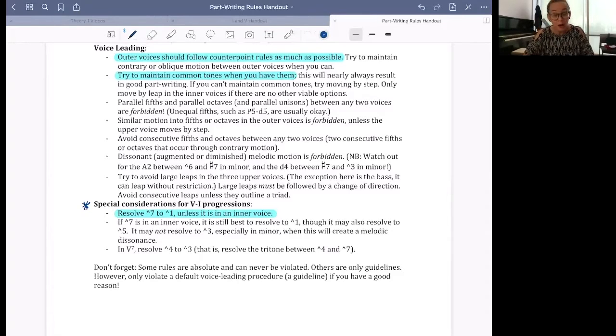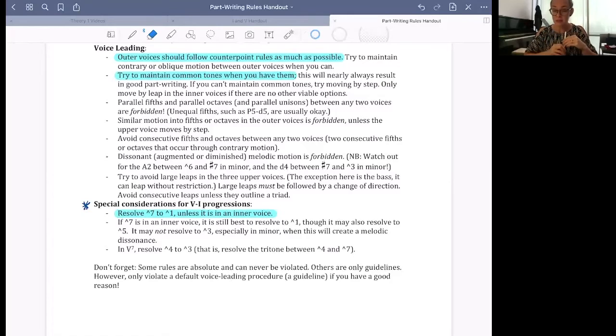For right now, we're still going to move it to 1 because that's going to help us maintain the doubling that we want. But know that if you have scale degree 7 in an inner voice, so in your alto or in your tenor, you can move it to somewhere else that's not 1. But for right now, we're going to keep it real simple, and 7 is going to go to 1. I think that is all that is super, super important for right now.